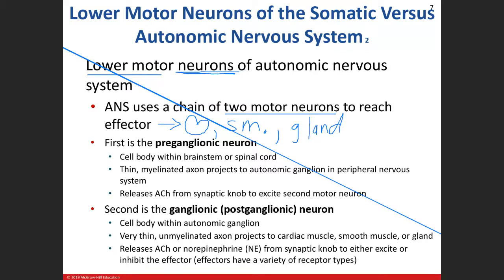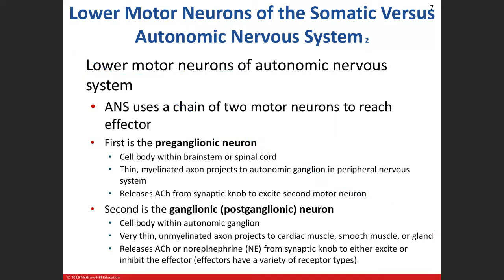So somatic nervous system, easy: skeletal muscle. Autonomic nervous system, the effectors are going to be cardiac muscle tissue, smooth muscle tissue, and glands. So in the motor portion of our autonomic nervous system, we have two lower motor neurons. The first one, you're going to hear me calling this, so know it now, is the preganglionic neuron.